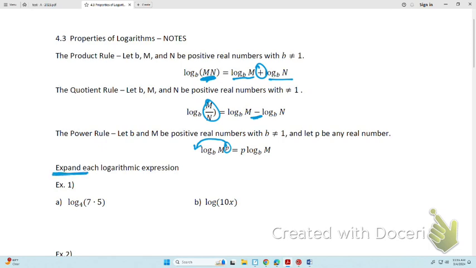In those properties that you see above, we're going to go left to right. So for example, on 1a, we're multiplying 7 and 5. You can break that into two logs. Log 4, 7 plus log 4, 5. Sure, you can type it into the calculator, but it's handy to be able to manipulate some of these so that you can solve equations, because we'll see some difficult questions down the road. Right now, we're just messing with the properties.